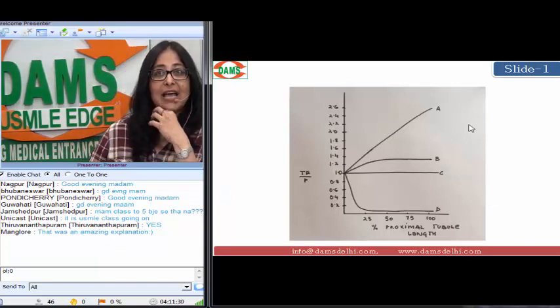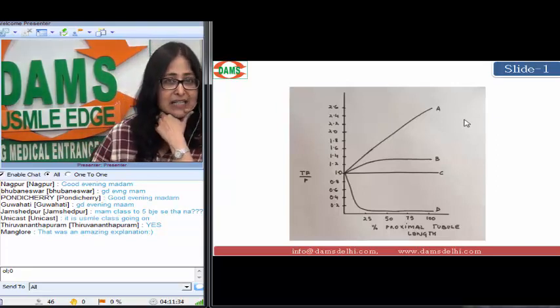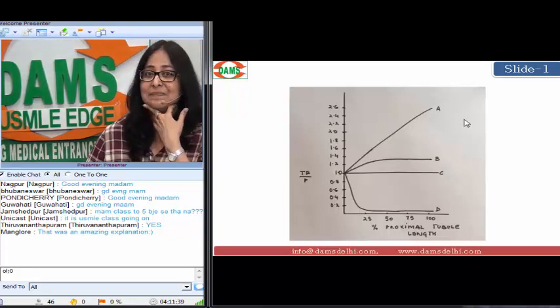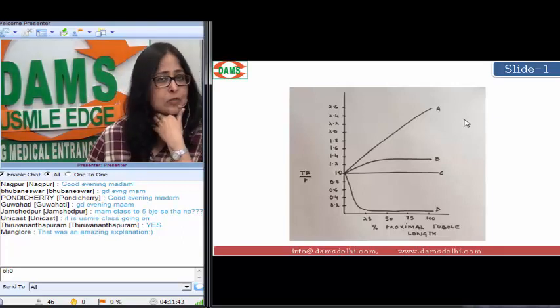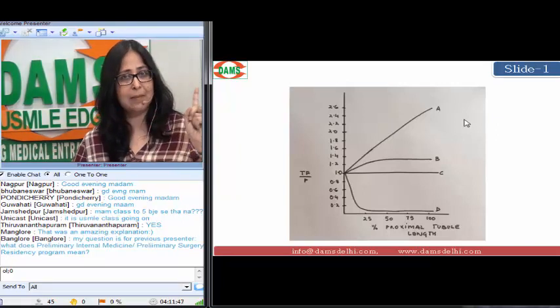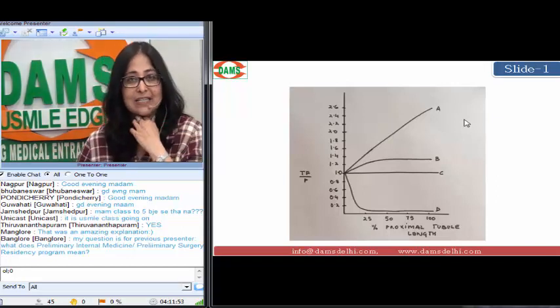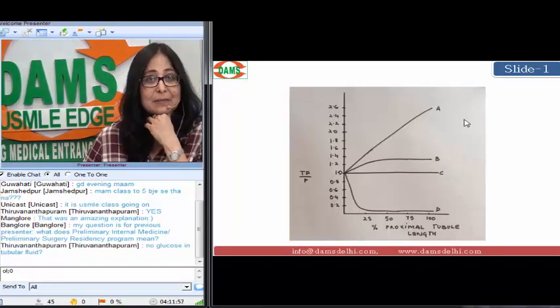So let's see this. If you look at curve A, very large increase in TF by P ratio. This substance is probably inulin, right? Very large increase. Because remember, inulin is a substance which is not reabsorbed at all, but water is getting reabsorbed. So there will be a maximum rise in the concentration of inulin along the length of the PCT. So by the end of PCT, tubular fluid concentration of inulin will be the maximum, right?